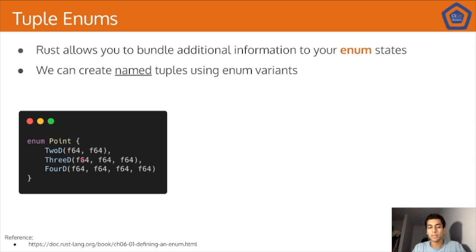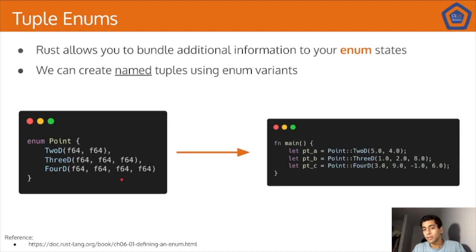But in here, you can see that we have tuples that are assigned to our enum states. So 2D is assigned to this tuple of 2 f64s. 3D has 3 f64s, and 4D has 4. So when we're declaring our enums using this double colon operator, we have to pass in these values, sort of like function parameters. When we're creating a 2D enum variant, we pass in these 2 f64s, and we can use these in our code.